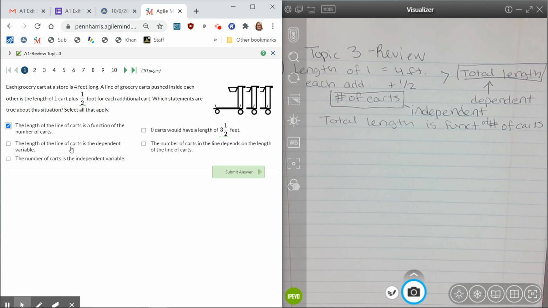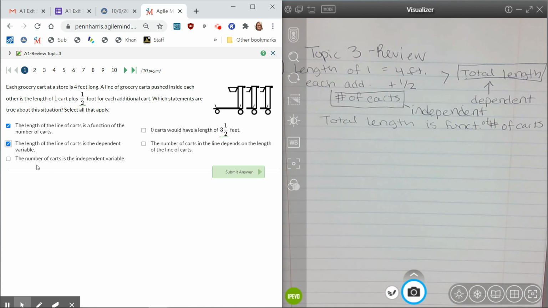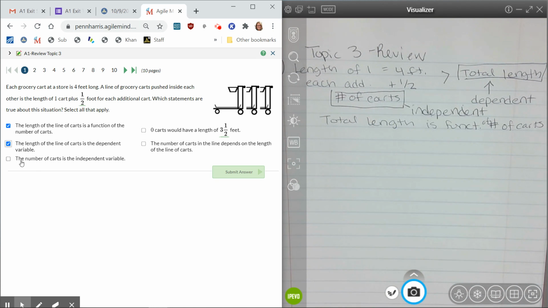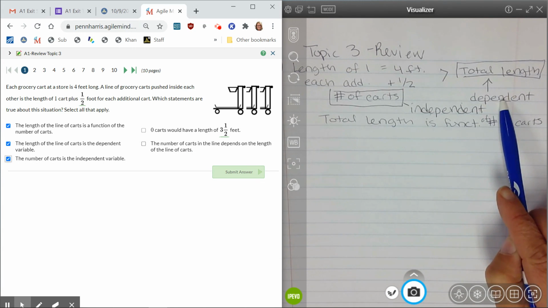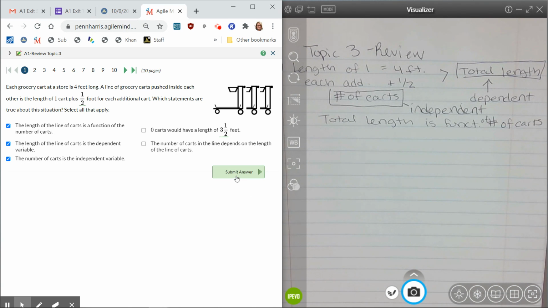The length of the line of carts is dependent. Total length is dependent. The number of carts is independent. Well, we just said number of carts is independent. 0 carts would have a length of 3.5 feet. Just think about that for a second, guys. If there's 0 carts, is there any length at all? No. So we're not going to check this next box. And it says the number of carts depends on the length. Nope, that wouldn't be either, because we just said the total length is dependent. The total length depends on the number of carts. So that's going to be our first answer.